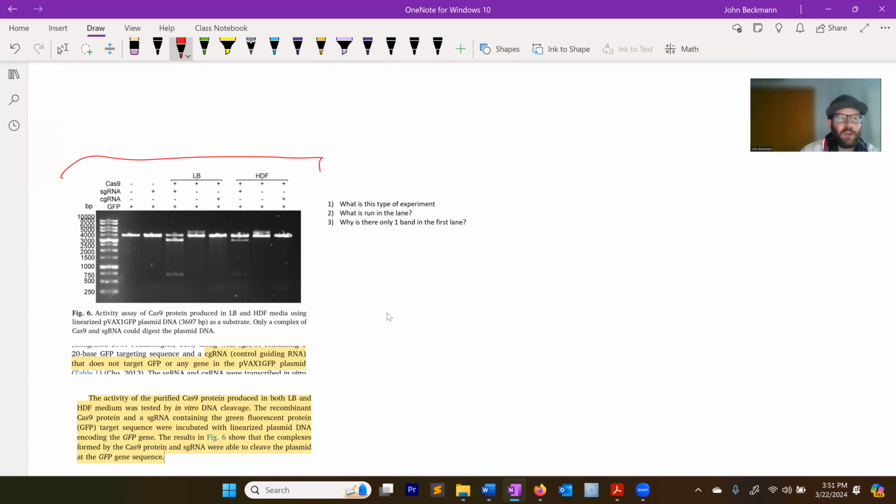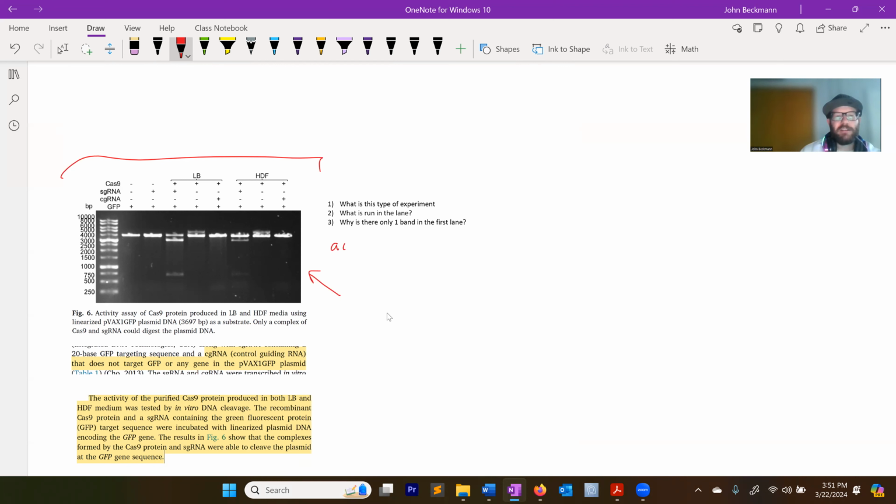It's an activity assay, but what actually type of data is this? What is this? What kind of gel? If you're wondering what kind of gel, what are they analyzing? What type of molecule? Wait, are they analyzing protein? This is actually a plasmid. So what type of gel is this?